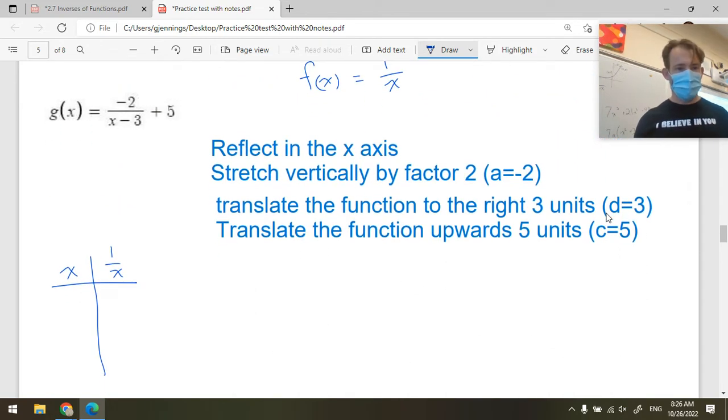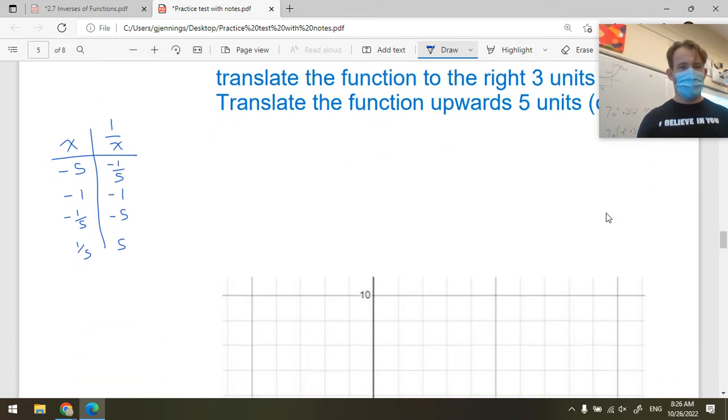So I might look at -5, and then the reciprocal of -5 is -1/5. And then I might look at -1, and the reciprocal of that is -1. And then I might look at -1/5, and that would go to -5. And then I might look at 1/5, and that would go to +5. 1 would go to 1, and 5 would go to 1/5. Okay, so there's a table of values for the parent function.